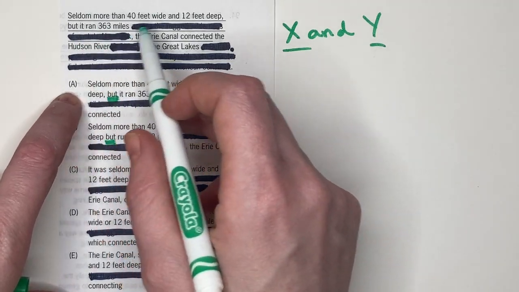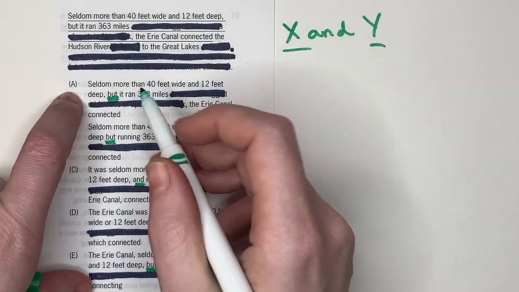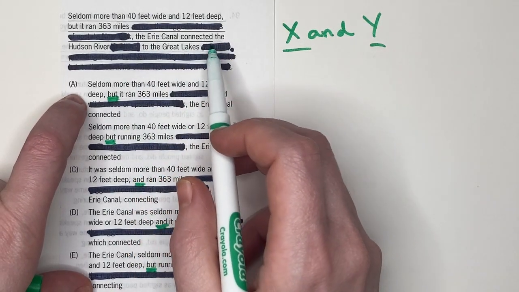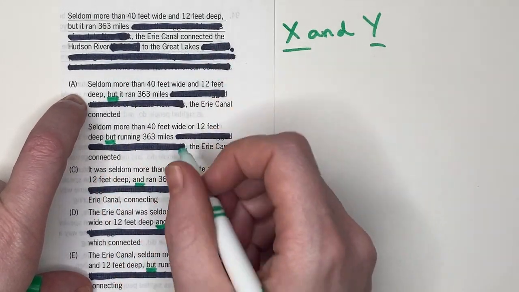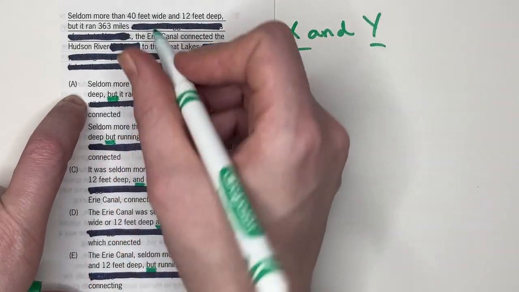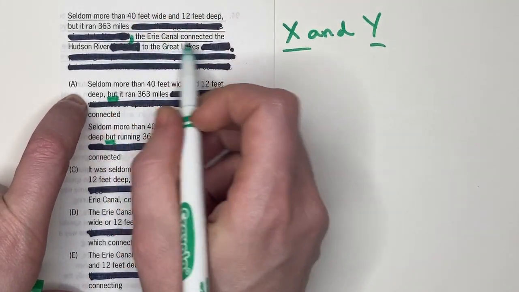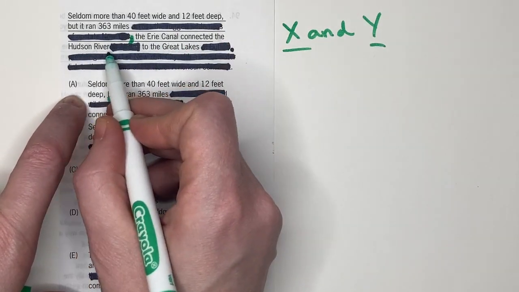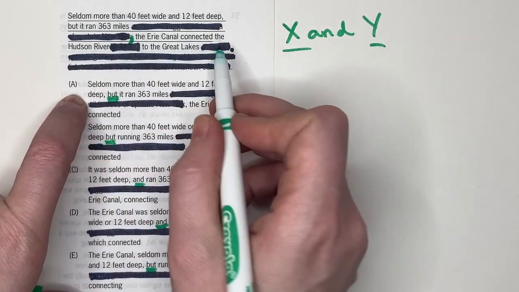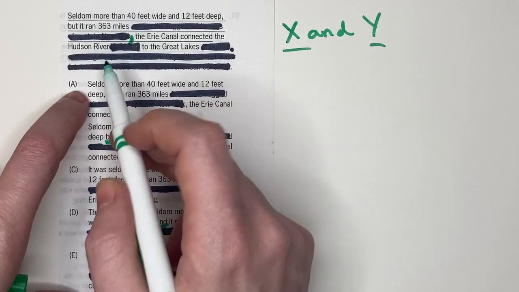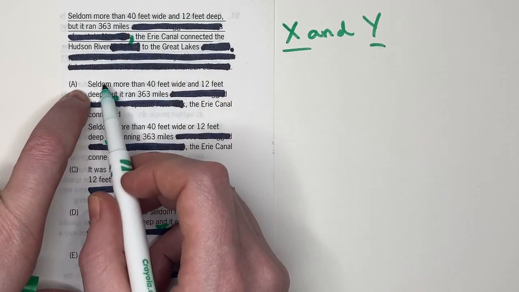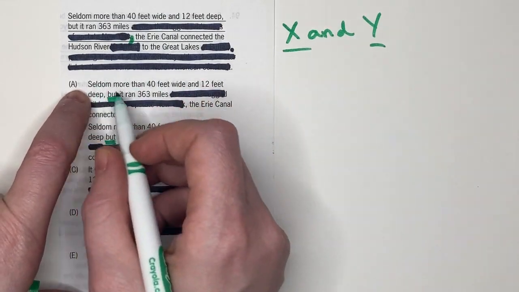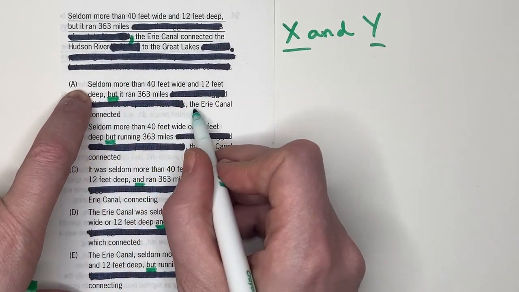So A says, seldom more than 40 feet wide and 12 feet deep, but it ran 363 miles, comma, the Erie Canal connected the Hudson River to the Great Lakes. The beginning part is a dependent clause, everything before this comma. The independent clause is very clear here: the Erie Canal connected the Hudson River to the Great Lakes. Great, that's a nice independent clause. If we look at the dependent clause though, seldom more than 40 feet wide and 12 feet deep, that's a modifier. It's describing the Erie Canal.